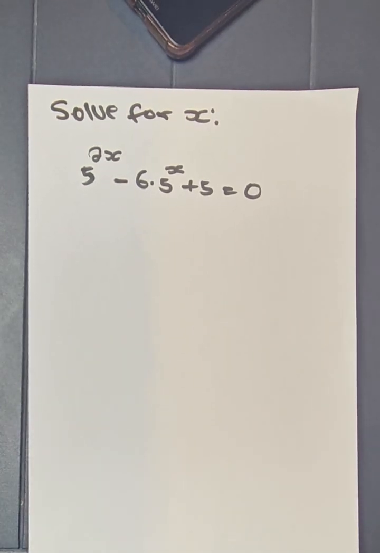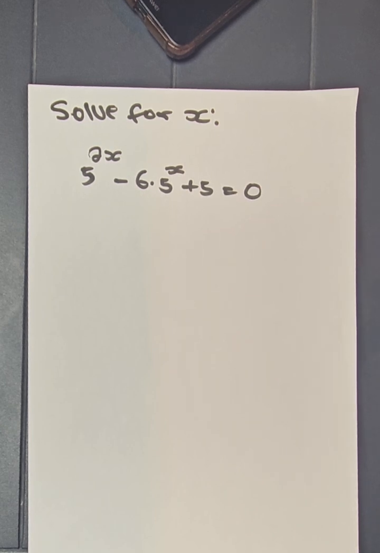Solve it for x, and we are given 5 to the power of 2x minus 6 times 5 to the power of x plus 5 equals 0. As we see here, we are given an equation which has got an exponential exponent. So we will give this one a name, which is called an exponential equation, because of that x in the exponent.